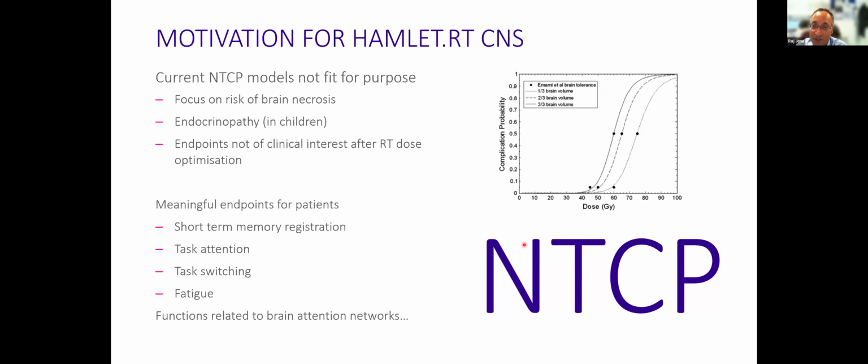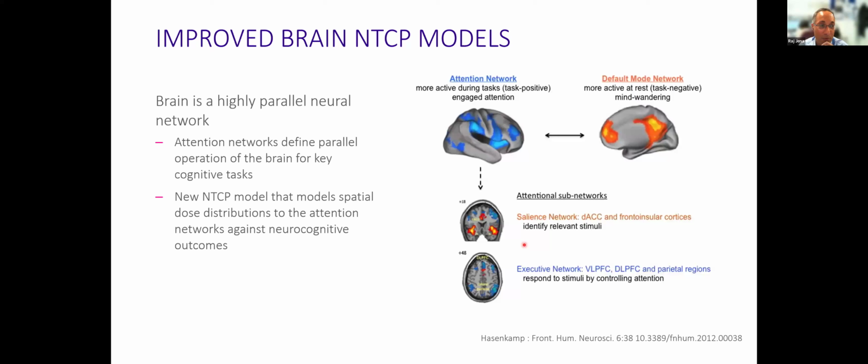Now, these functions, I believe, are not related to how much brain we treat, and that basically this normal tissue complication probability is the wrong endpoint. But they are related to brain attention networks that govern the function of our brain.